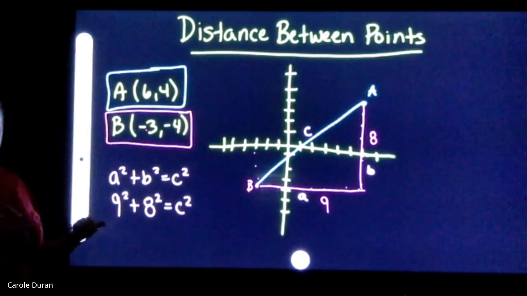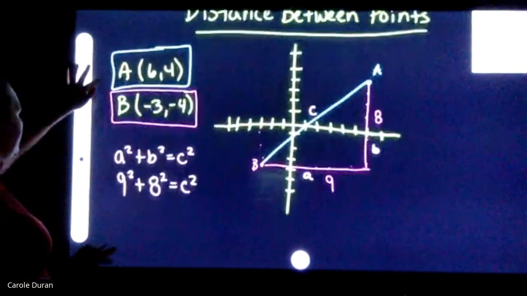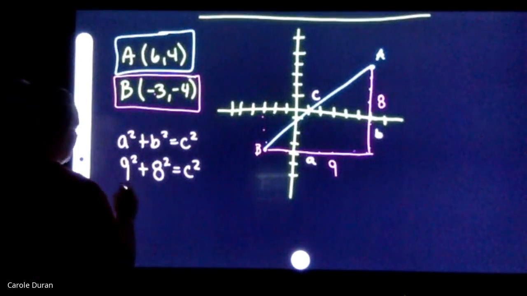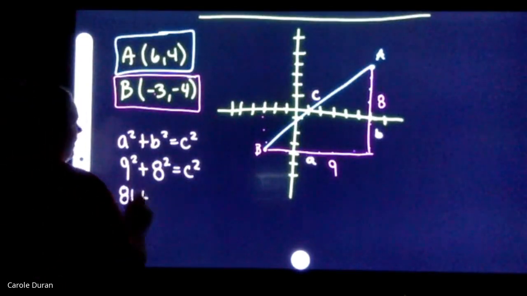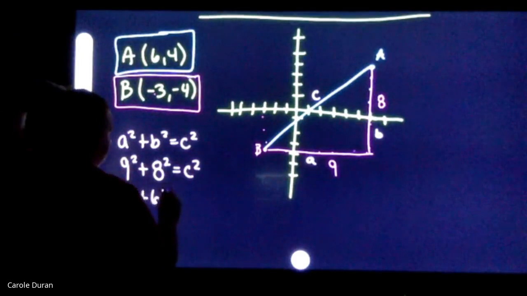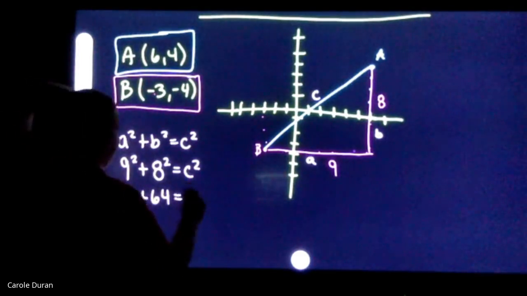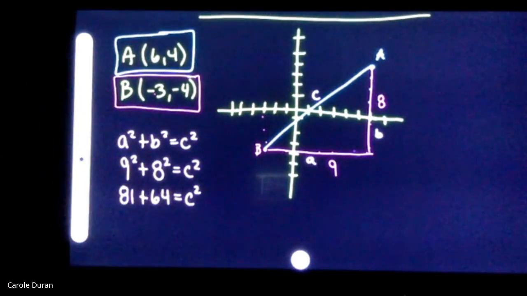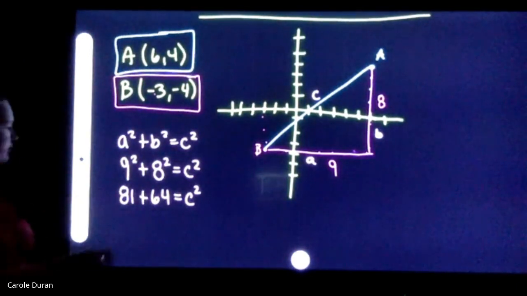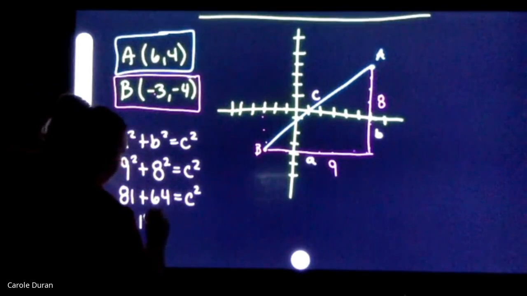We have calculators, so we can easily calculate 9 squared and 8 squared. 9 squared is 81. 8 squared is 64. c squared just stays c squared. I can put 81 and 64 together. When I do that, I get 145.